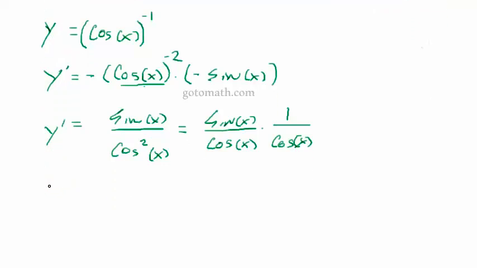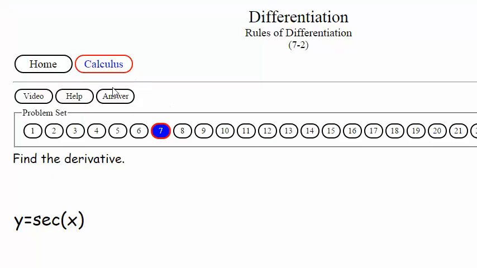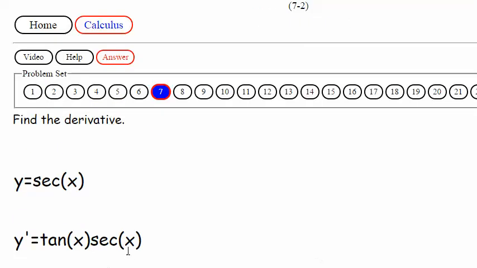because you will find when we see the derivative of what we were doing earlier, secant x, that this is the way it's going to end up being written. So sine x over cosine x is tan x, and then this can be rewritten as secant x. Alright, there's the logic. Y prime, that's it, answer there. So tan x times secant x.